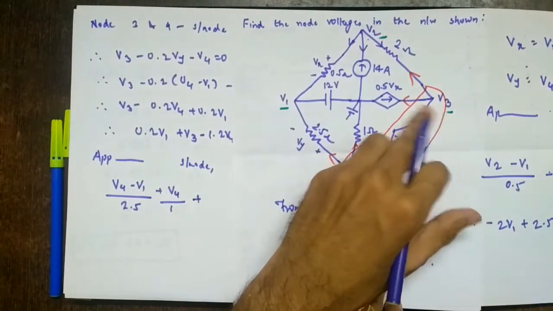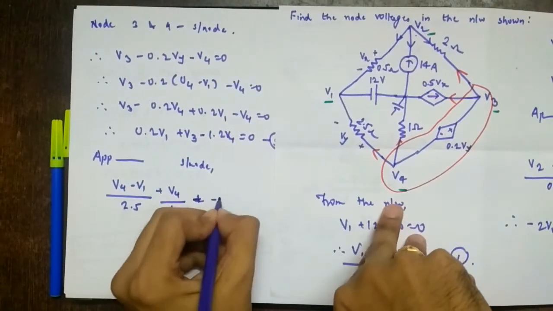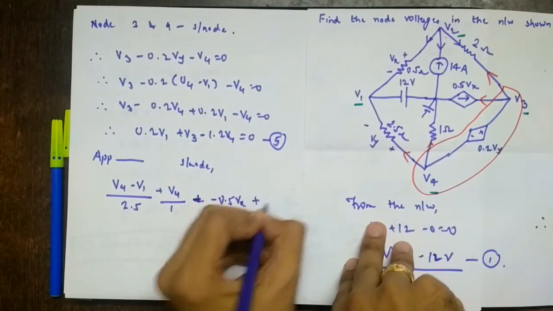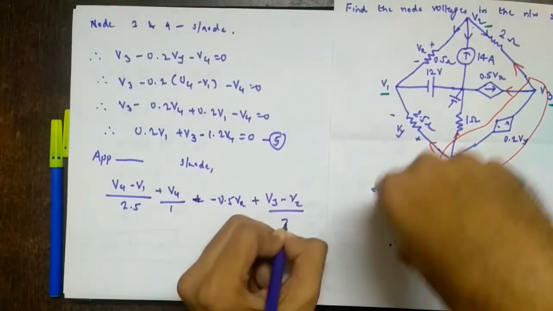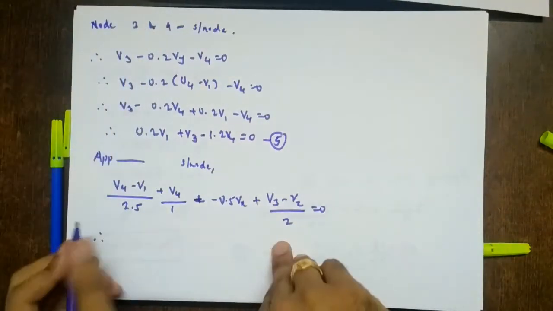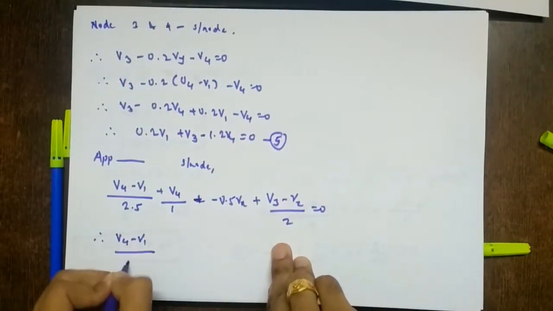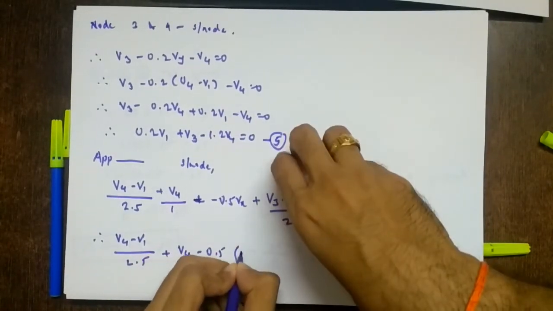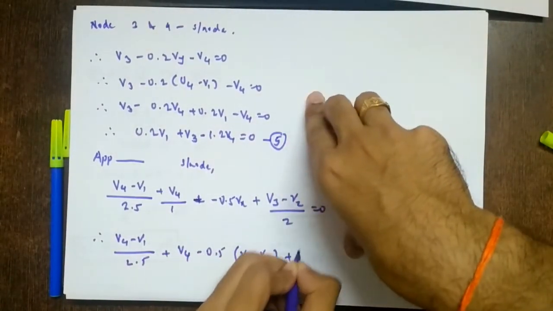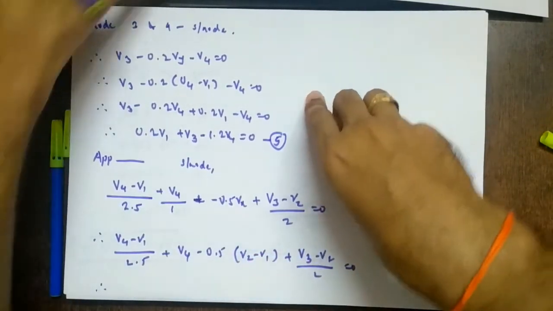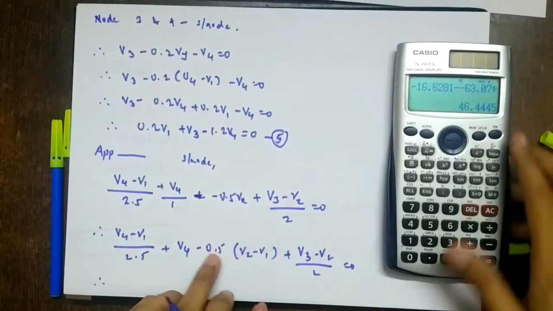So come here. So V3, this is a current source. So what will it be? Minus 0.5 Vx. Why minus? Because both are in opposite directions. Plus V3 minus V2 upon 2 equal to 0. Therefore, so here we have Vx. So Vx is what? V2 minus V1. So therefore, V4 minus V1 upon 2.5 plus V4 minus 0.5 times V2 minus V1 plus V3 minus V2 upon 2 equal to 0.